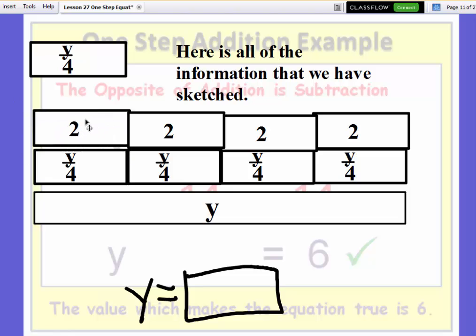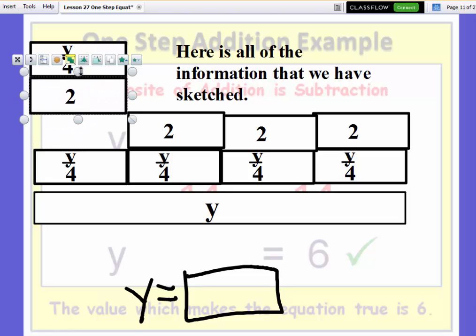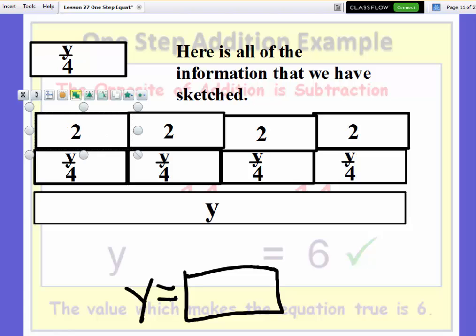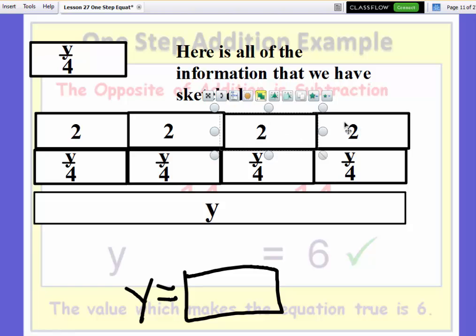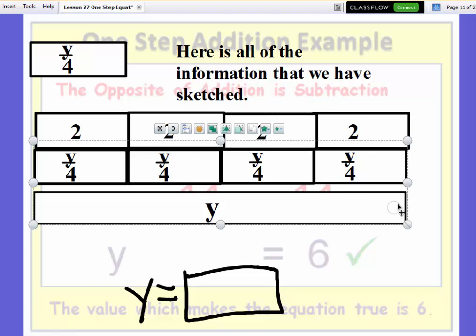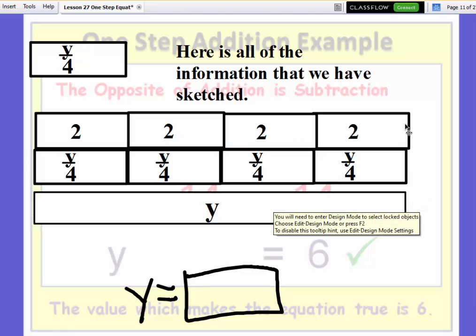Remember, this 2 is the same as y divided by 4. So I can line them all up, and I see I have 2 is the same as y divided by 4, repeated each time. Now I notice they're all the same length, so that means they're all equivalent.